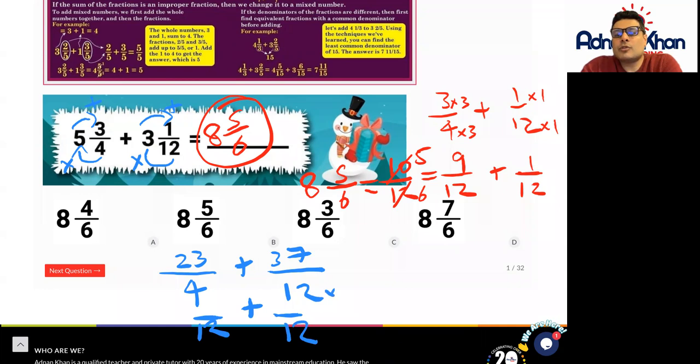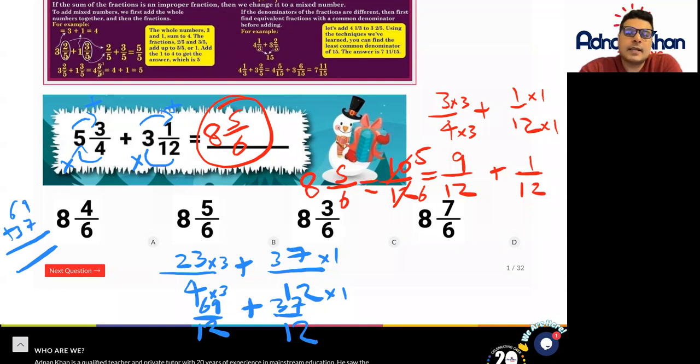12 goes into 12 once, times the top number by 1 as well, which is 37. 4 goes into 12 3 times. 4 times 3 is 12, so times the top number 23 by 3 as well. That comes to 69. And that's 69 plus 37 over 12. So if you just do 69 plus 37 here, 9 add 7 will give us 16. 1 is carried forward, 6 add 3 is 9, add 1 is 10, so 106. So let's put that together, 106, and the denominator will be 12, but we need to simplify this.